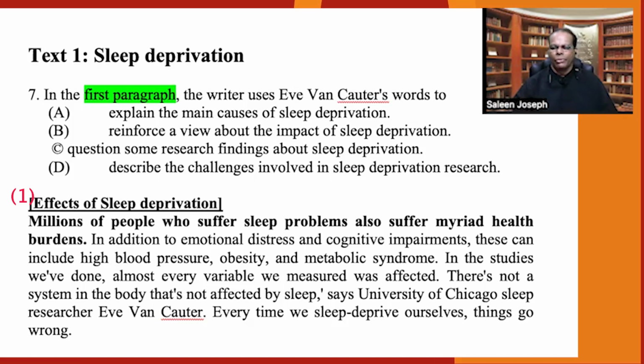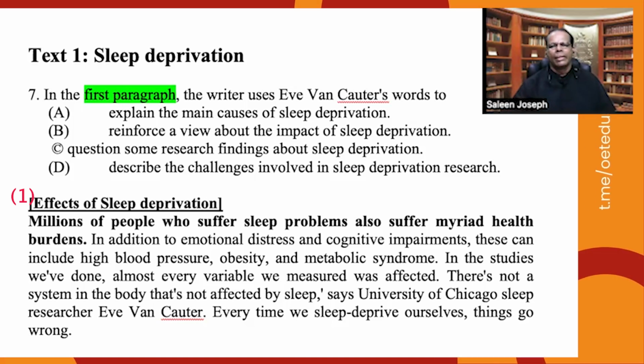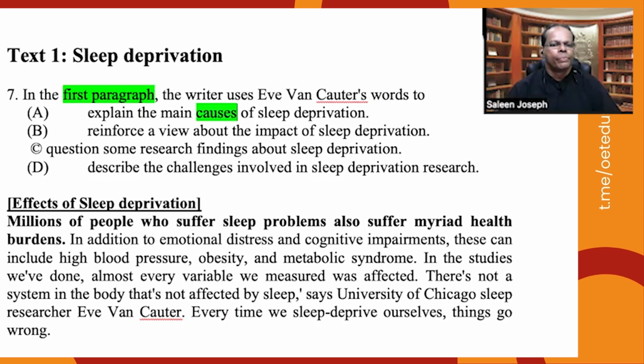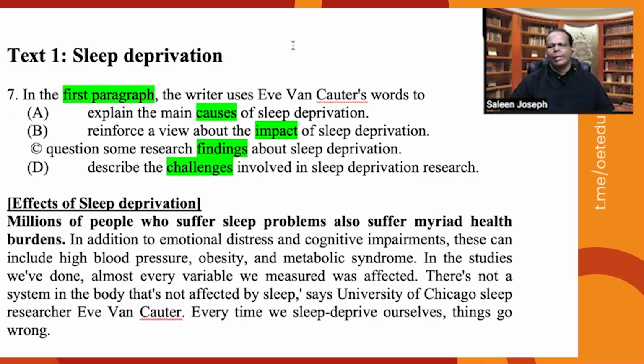So in the first paragraph, only in the beginning stage, later you know it. The writer uses A. Van Carter's words too. Okay. Now keywords. Causes. Second one is impact. Findings. Challenges. Now you have to think in a general way. Maybe you have the QTA method that you can practice, but I have gone directly now.